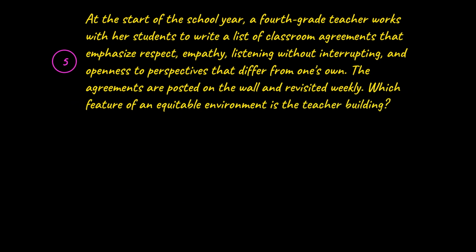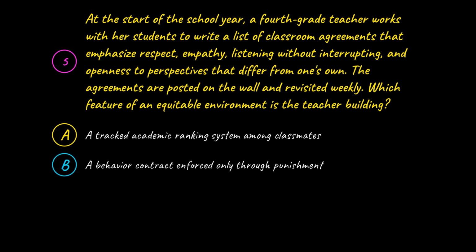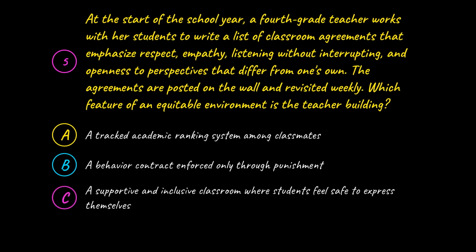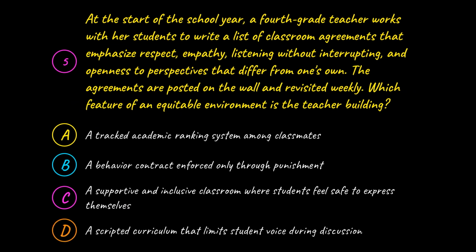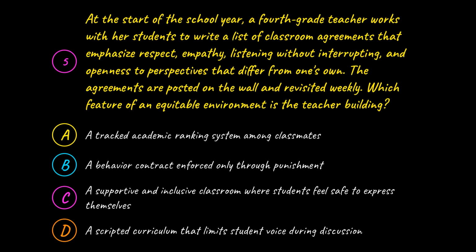Your options are A. A tracked academic ranking system among classmates. B. A behavioral contract enforced only through punishment. C. A supportive and inclusive classroom where students feel safe to express themselves. D. A scripted curriculum that limits student voice during discussion. Pick one. Trust your gut. Here's your chance to test yourself.